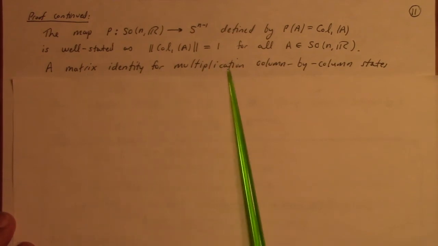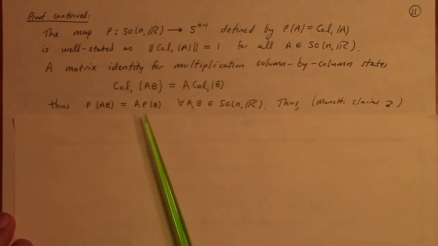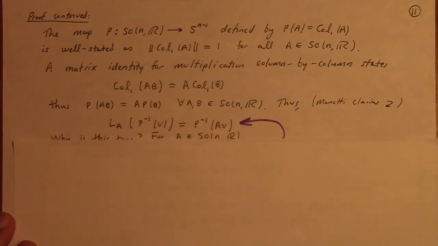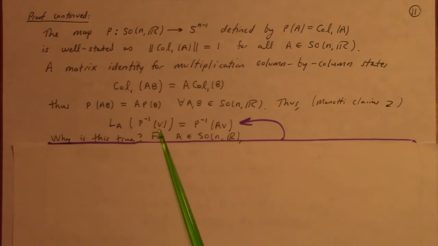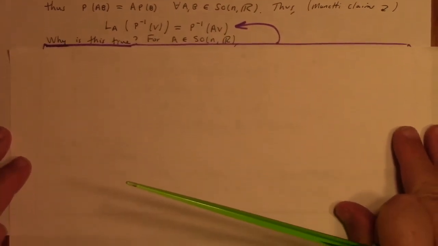And in fact, the matrix identity for multiplication column by column states that column 1 of AB is A times column 1 of B. And then in terms of the P notation, that means that P of AB is A times P of B. Thus, Minetti claims that L_A of the fiber of P over V is the fiber of P over AV. I don't think that's entirely obvious, maybe it is if you have the right way of thinking about it, but I thought students probably want to see proof that that's true, so here's the proof.